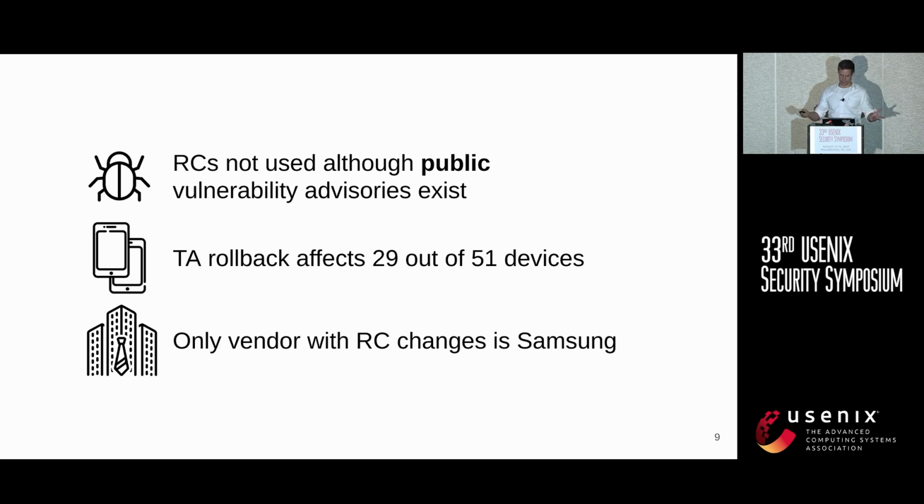In our data set, we had the firmware images for 51 devices in total, and our data suggests that 29 of them are actually rollbackable, and you could get your foothold into the trusted execution environment using known exploits.